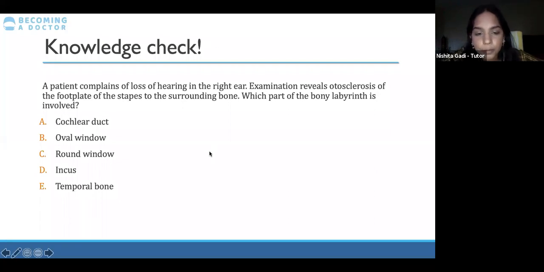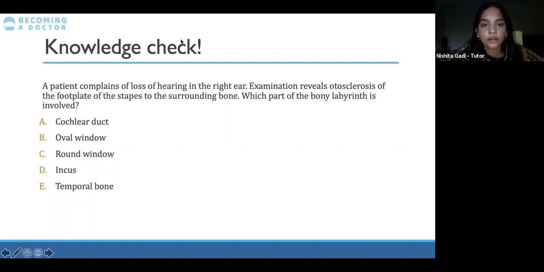So what is a part of the bony labyrinth? The temporal bone is too general. The temporal bone is all of the bone here, and it's not specific enough for this question, and it's not a part of the bony labyrinth. In fact, the bony labyrinth is in a cavity in the temporal bone. So it's not the incus, and it's not the round window, because I'll show you the diagram again in a minute. No one put the cochlear duct, which is good.